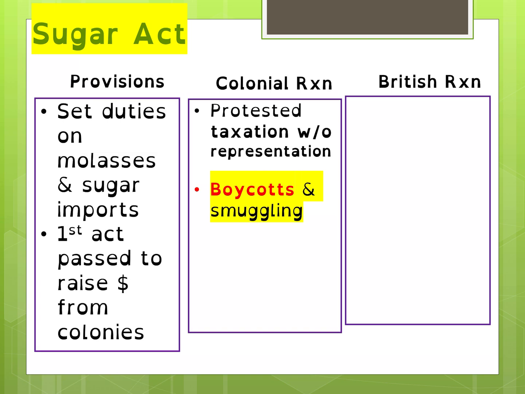They'll smuggle the molasses and sugar in from the Caribbean and try to get around the tax collectors. They're also going to start boycotting. This is the first that we see this, and it's not going to be the last that we see of it.